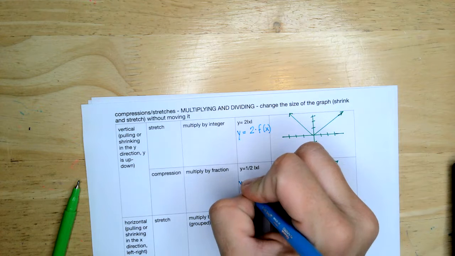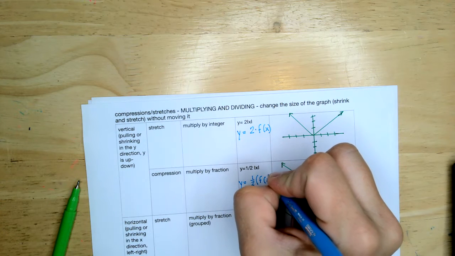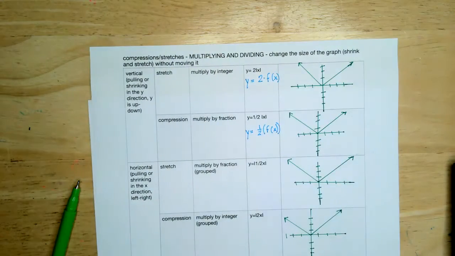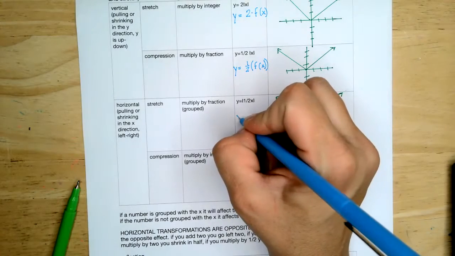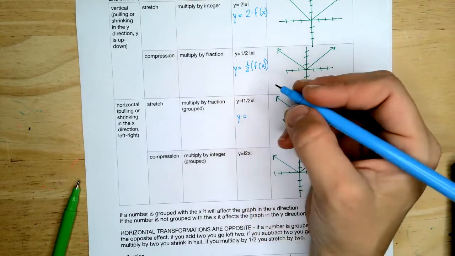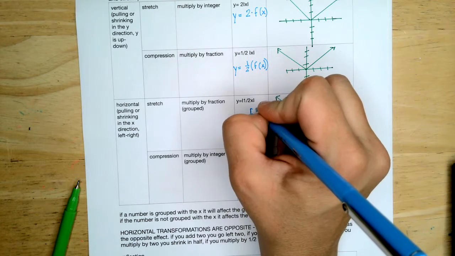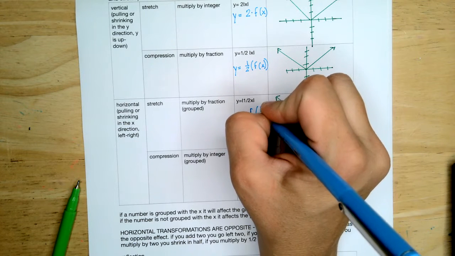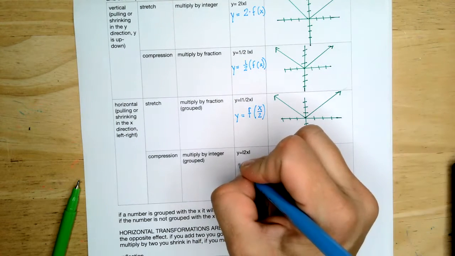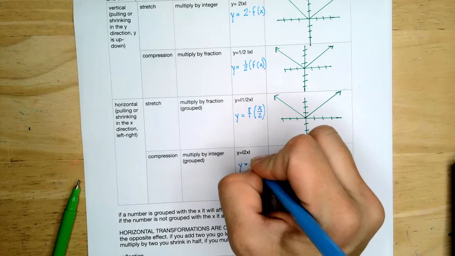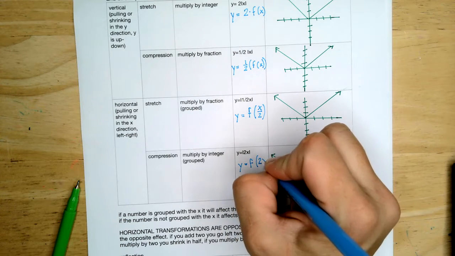Here we have y equals 1/2 f of x. But here, y equals 1/2 x, we have y equals f times x over 2. Good. Here we have y equals f to x.